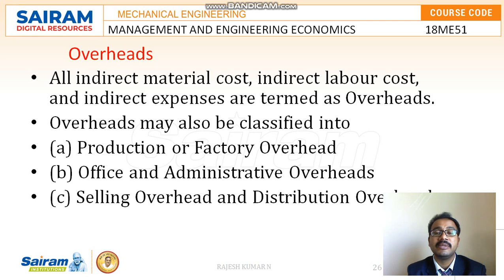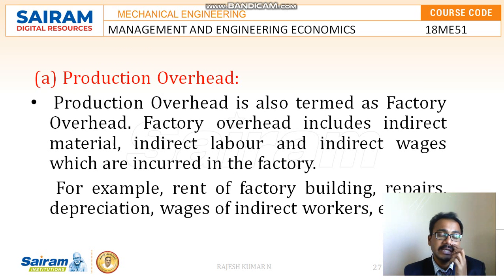Indirect labor cost is similar. Initially, we would have planned that 1 or 2 persons are sufficient to finish a particular assembly work in 2 days. But actually, to finish within 2 days, a minimum of 4 laborers are required. Or else, the same 2 laborers have to work for 3 or 4 days. So these are indirect labor costs and indirect expenses, which are usually not clearly mentioned in our overall bill. Altogether, all these things are called overheads, and overhead may be classified into three major categories: production or factory overhead, office and administrative overhead, and selling and distribution overhead. We'll discuss them one by one.